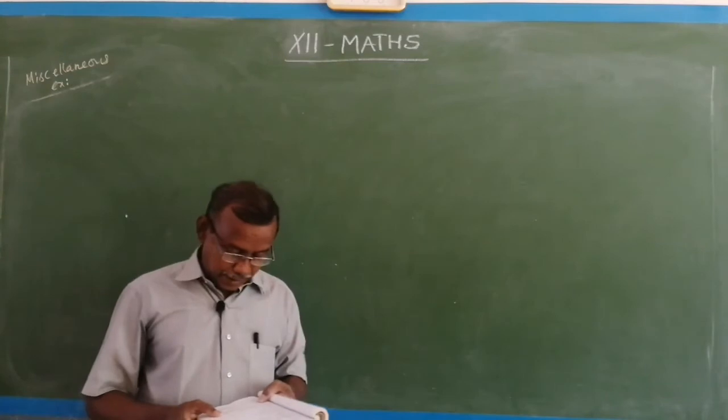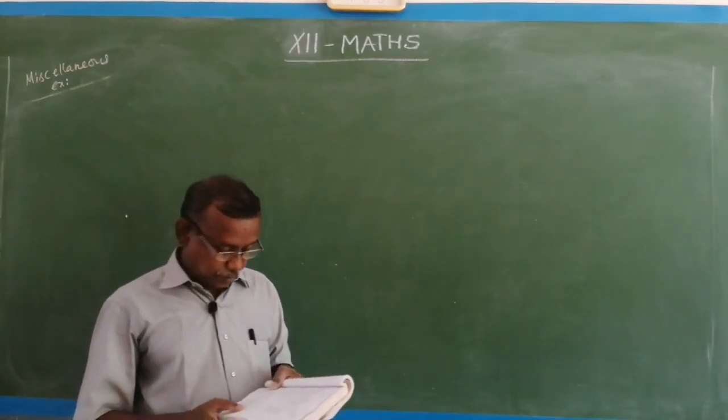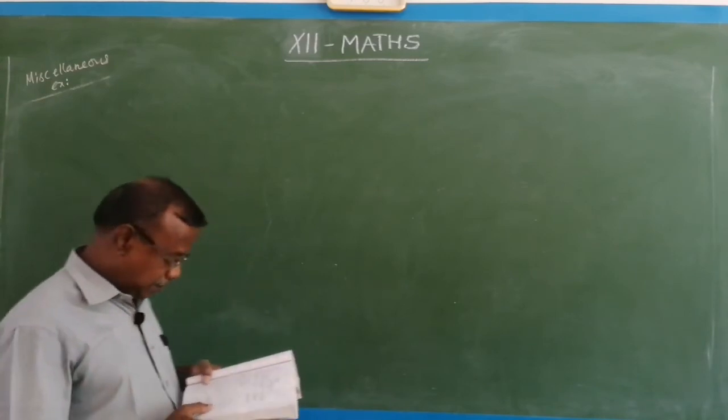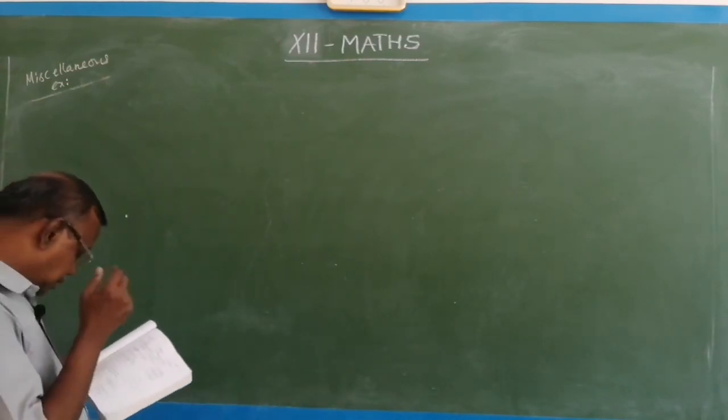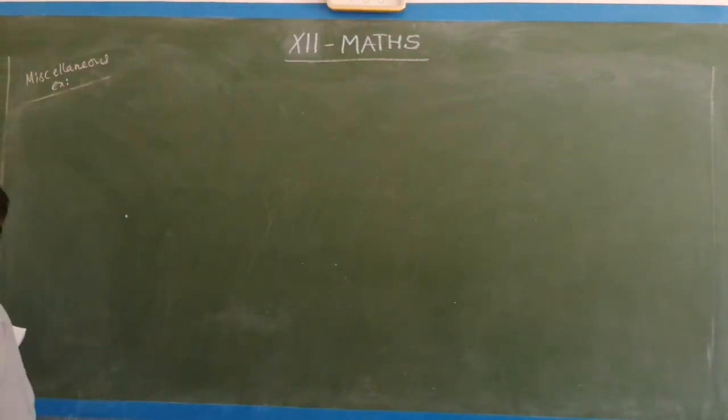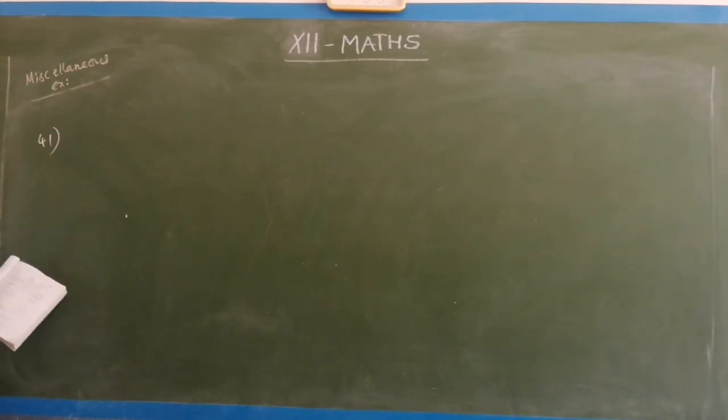Question number 40 is a deleted portion, so let us leave that problem because it is a limit of a sum, and it is eliminated from our current syllabus. So right from 41, I will do question number 41.